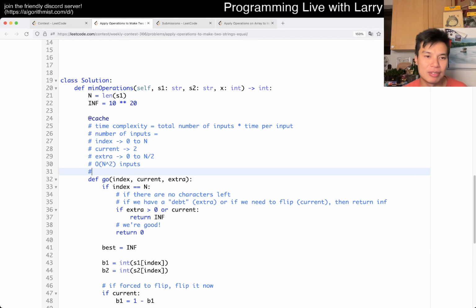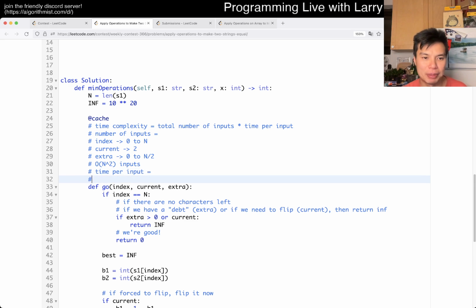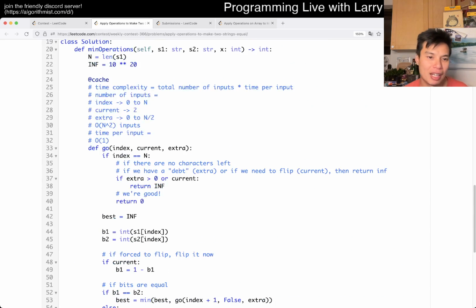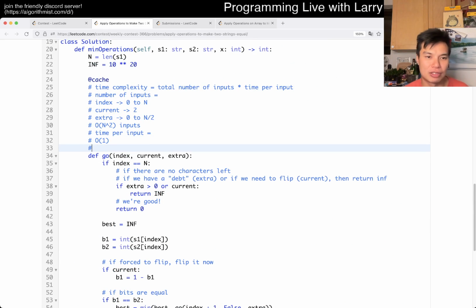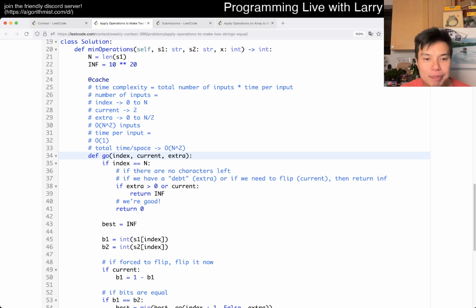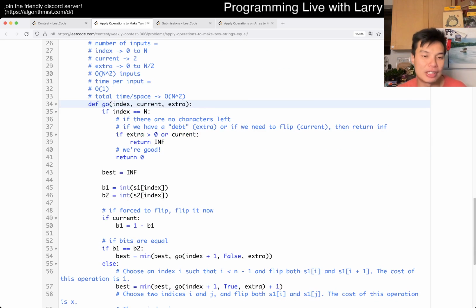And time per input, as you can see, should be all of 1, right? And also that's the space per input, whereas we only do either 1 lookup or 3 lookups. So that means that total time is going to be all of n squared, and also space as well. Lazy, I'm just going to write it that way. But that's how we do the time and space.